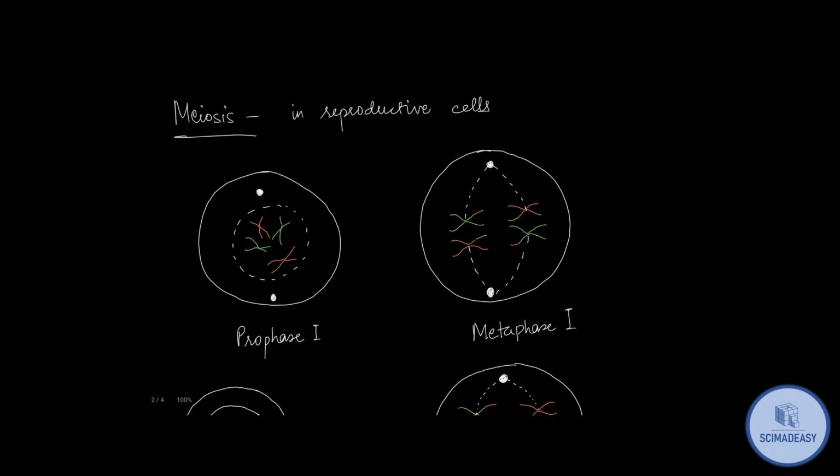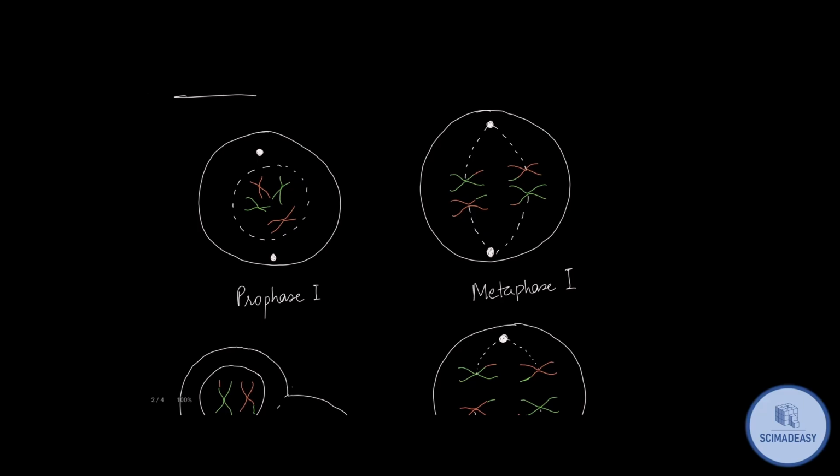Meiosis happens in reproductive cells. Meiosis is responsible for reducing the chromosome numbers into half so that after fertilization, the resulting cell has the normal number of chromosomes. The first phase is prophase 1. During this phase, crossing over takes place, which is the genetic recombination of genes within homologous chromosomes. These are chromosomes that are similar in shape and size.